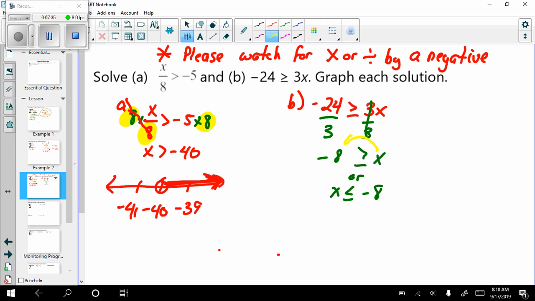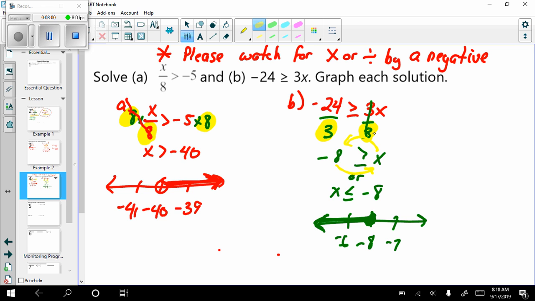It is a good idea to try and get into the habit of keeping that variable on the left-hand side. You will see why tomorrow when we take notes as a class. Here is my solution set, negative 8, negative 7, negative 6, closed circle at negative 8. And I want everything to the left or less than. Again, I was watching, I hope you were too, when I divided by the 3, I made note, was that negative? No, it was not, so I did not have to do anything special.